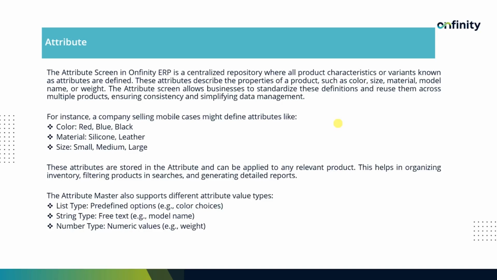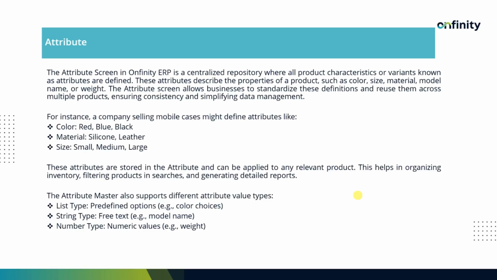Next, we have the attribute screen. The attribute screen in the Onfinity ERP is a centralized repository where all product characteristics or variants, known as attributes, are defined. These attributes describe the properties of a product, such as color, size, material, model name, or weight. The attribute screens allow businesses to standardize their definitions and reuse them across multiple products, ensuring consistency and simplifying data management.